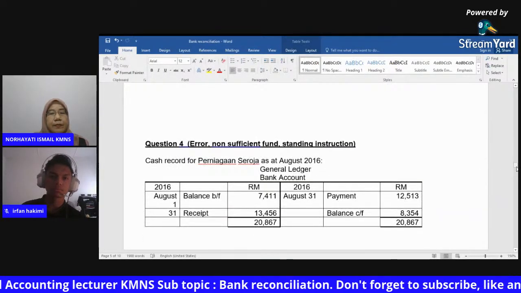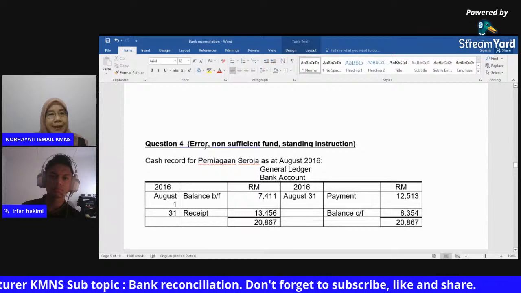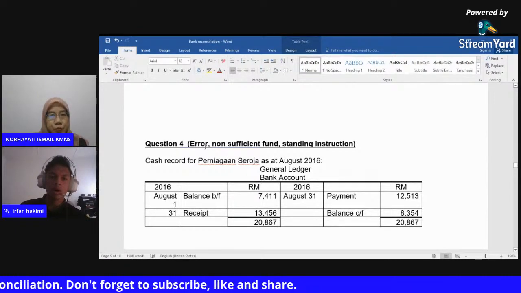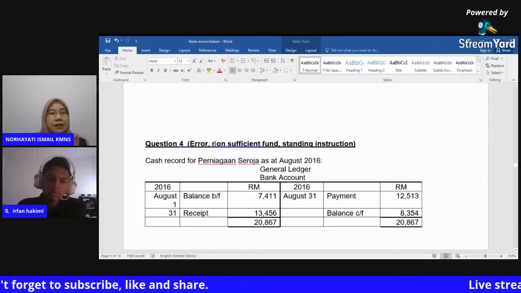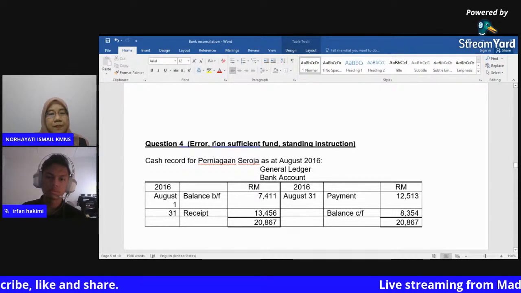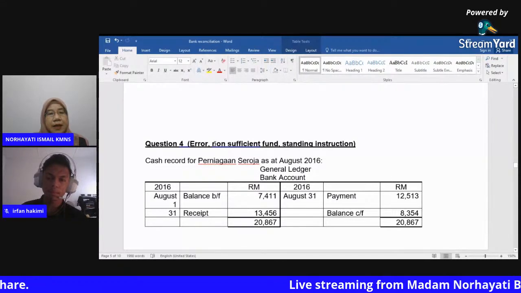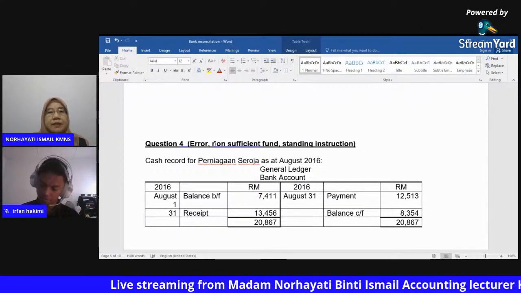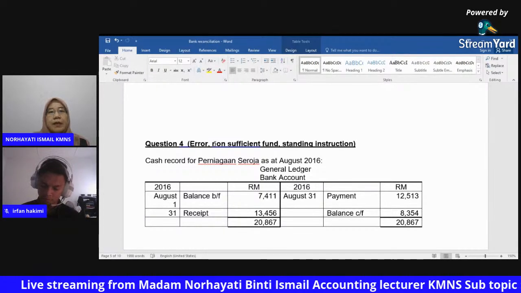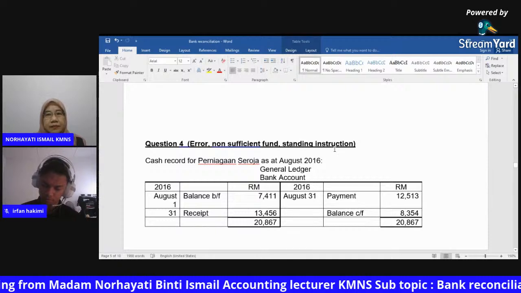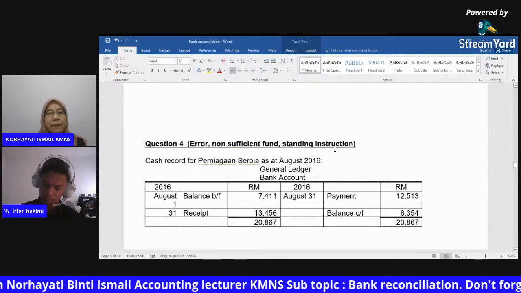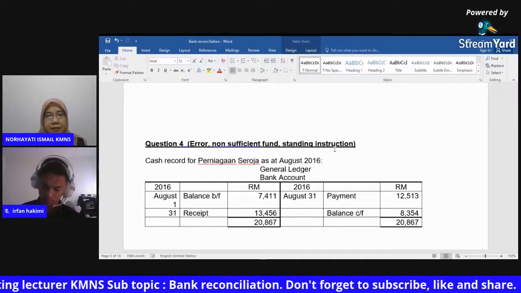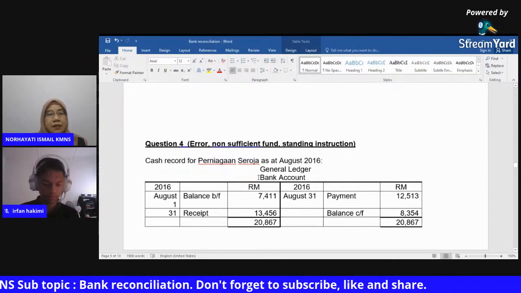Okay, in this question we find out there is an error in the cash book and there is a non-sufficient fund. It means that the check of the customers has been rejected by the bank, and there is a standing instruction, the payment that we have made by bank services. Okay, now this is the bank account.